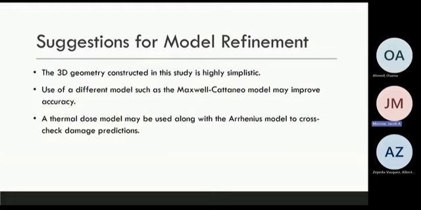Finally, a thermal dose model can be used alongside the Arrhenius model to cross-check the damage predictions. As discussed previously, there's multiple limitations to the Arrhenius equation, and conjunctive application of a model such as CEM43 can add confidence to the damage predictions. So CEM43 is a normalizing method that's also widely used that expresses an equivalent exposure time at a reference temperature of 43 degrees Celsius to estimate the extent of cell damage.